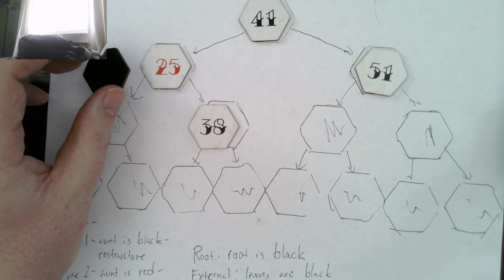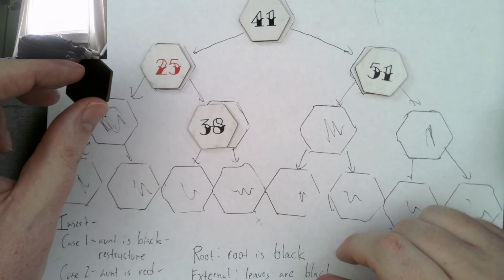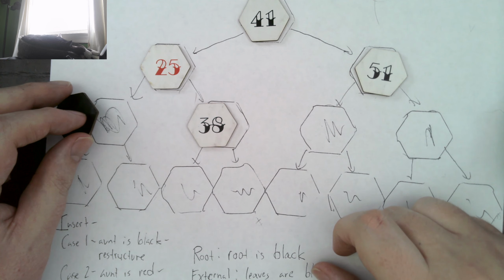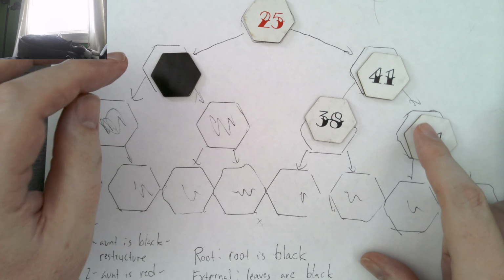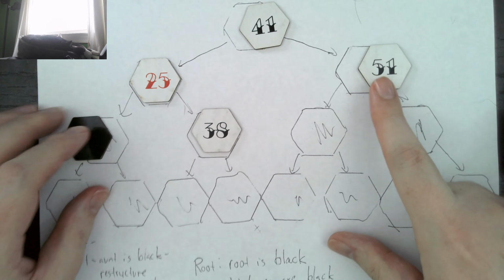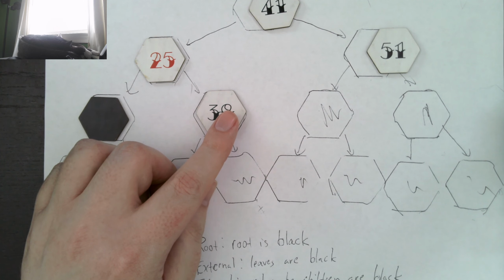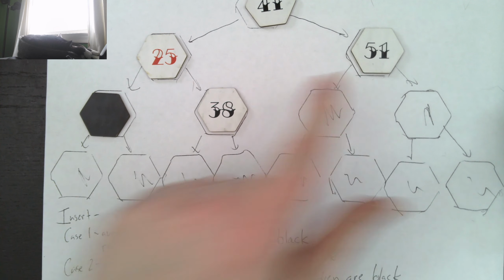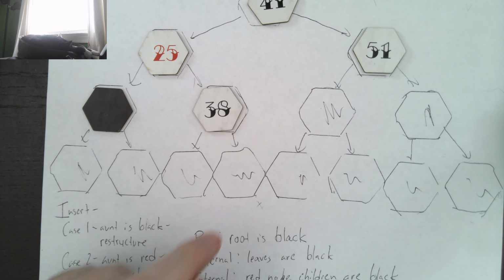And either case 1 applies, or case 2 applies. Wait, where was I? Oh, okay. So the black is over here. So now this is where my double black is. So now I have either a case 1 or a case 2. This still isn't a red-black tree because I have a double black here. So now I have to look at the sibling of this double black.